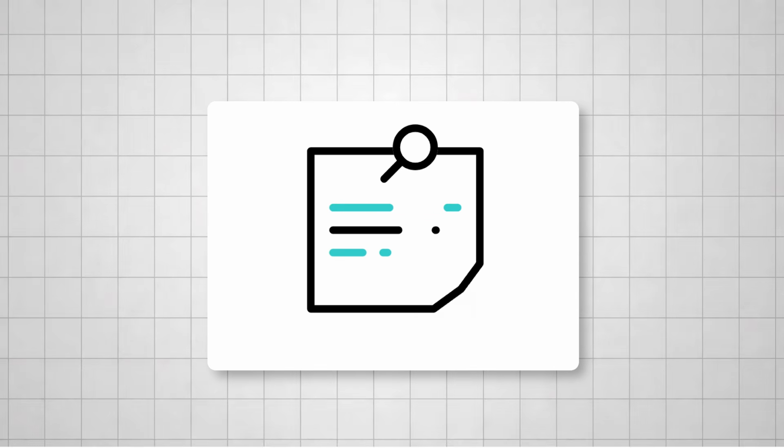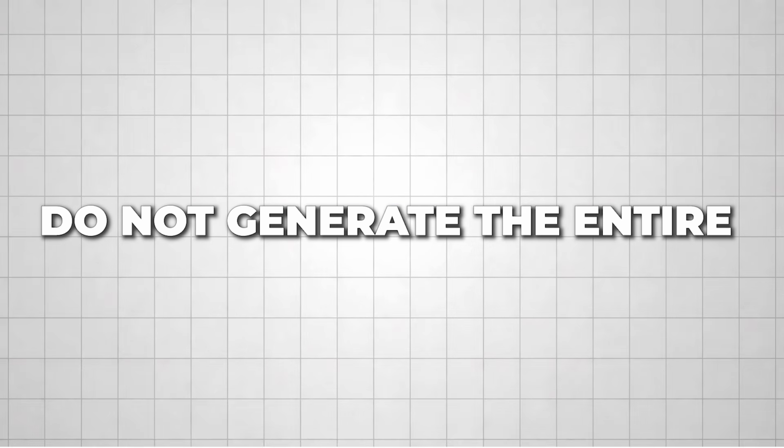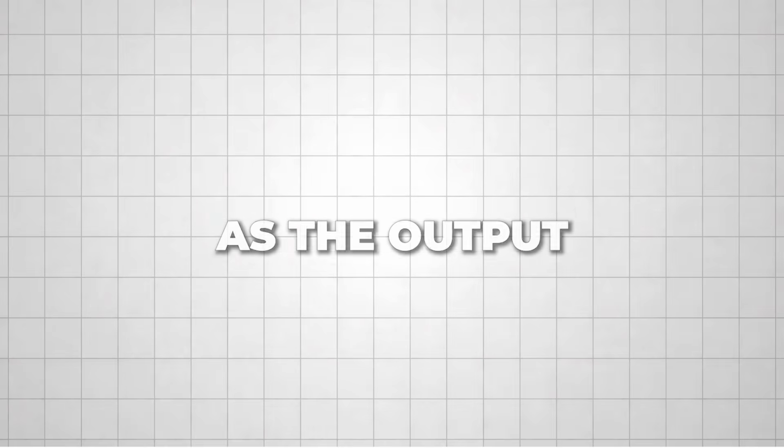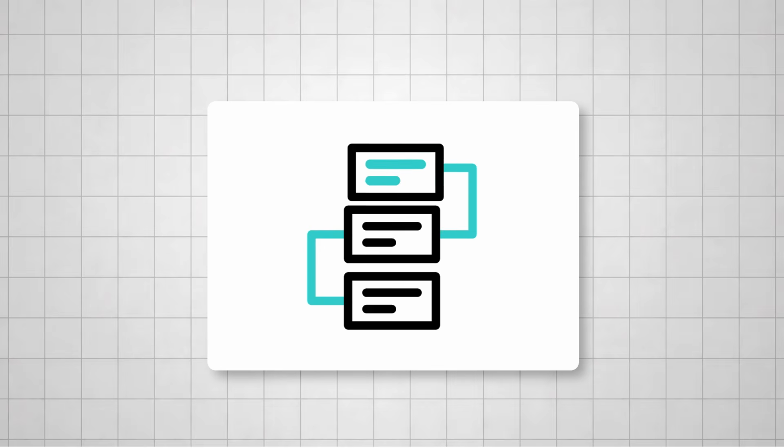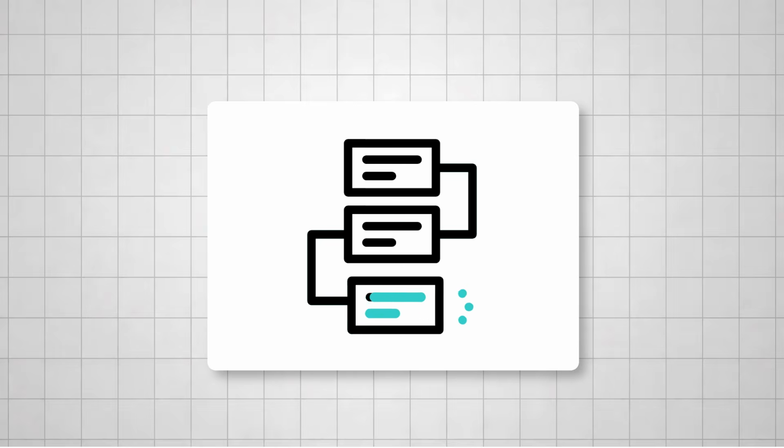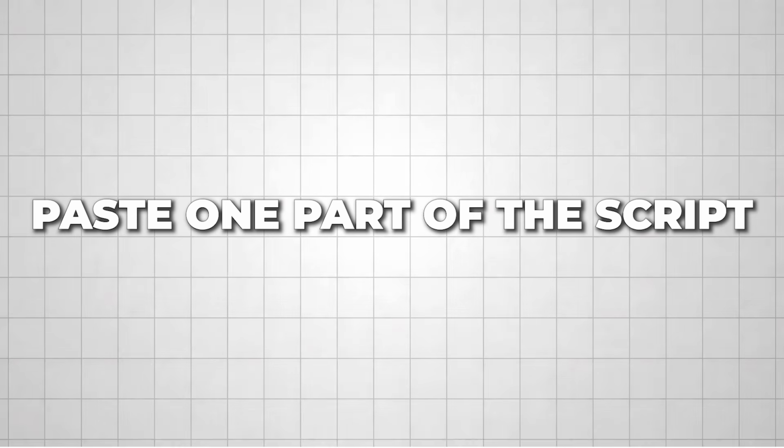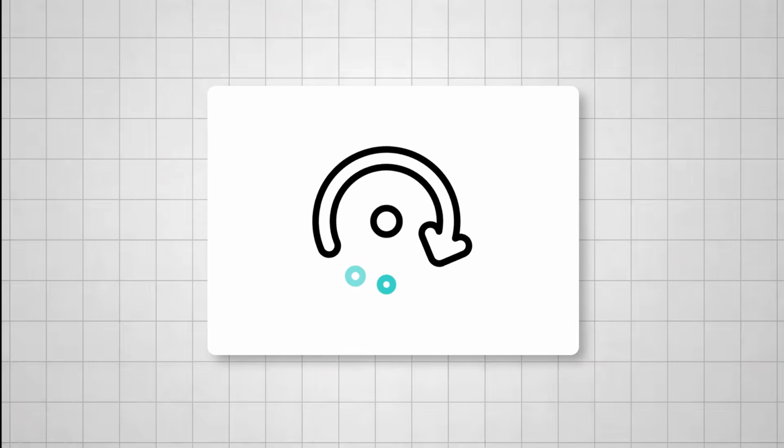One important thing to keep in mind: do not generate the entire voiceover in one go, as the output can become unstable in longer scripts. Instead, work section by section. Paste one part of the script, generate the audio and review. Repeat this for each section.